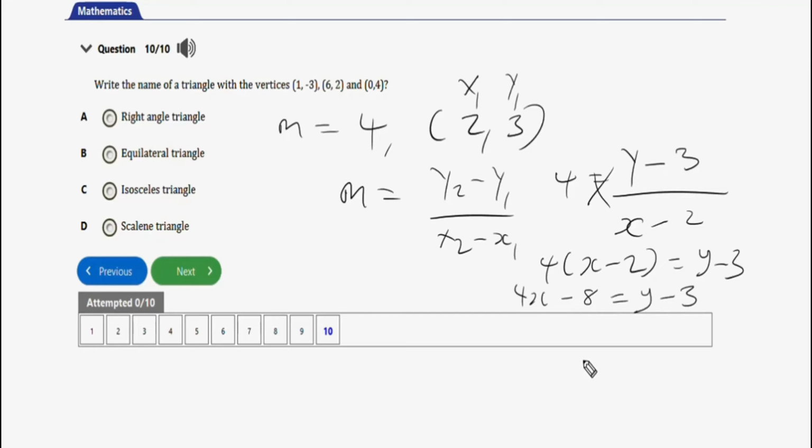Okay, so we want to find the equation of this point. So at this juncture, this -3 will cross over. You're going to have 4x minus 8. So when this crosses over, it will change to a positive value, so it will be plus 3 equals y. So the equation of the straight line will now be y equals 4x, minus 8 plus 3 gives you minus 5, so we have minus 5.